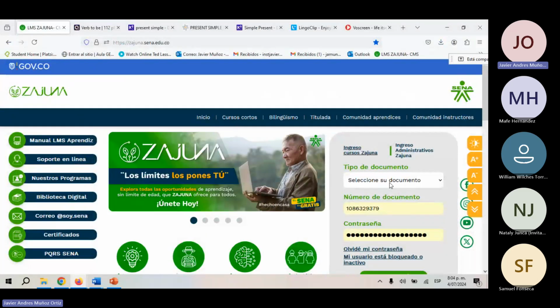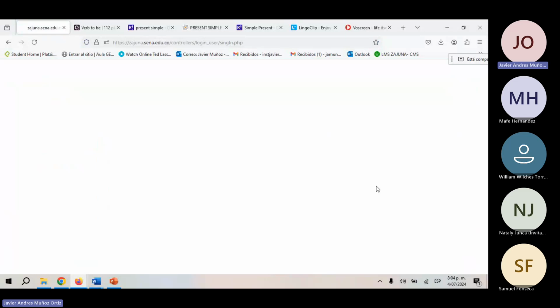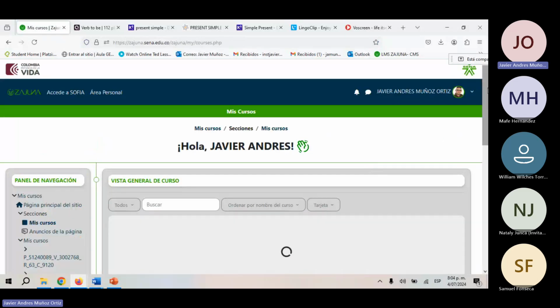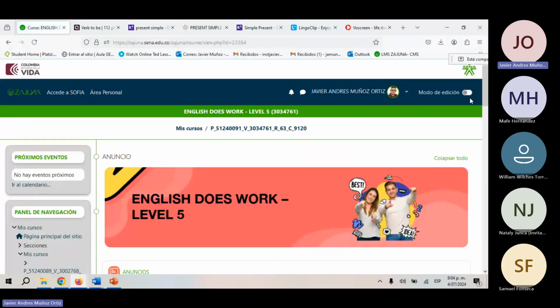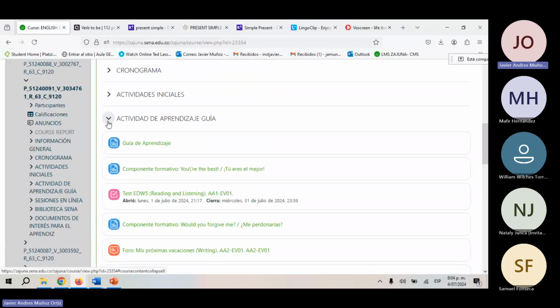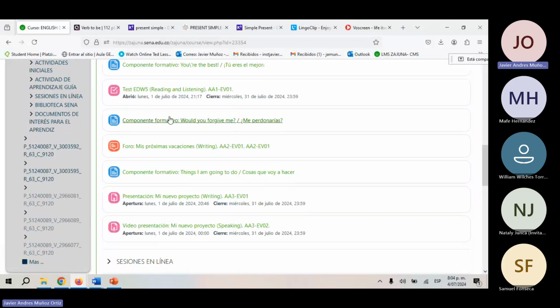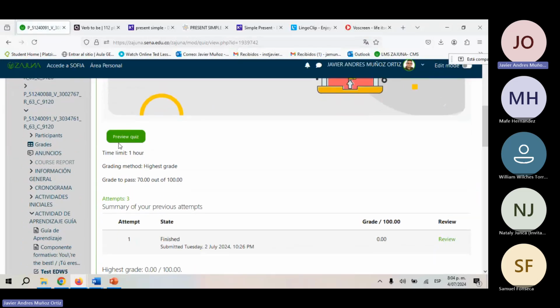So we go to Sayuna. Remember, it's Sayuna, not Sahuna, because it comes from the Arawak language, and that means seed, semilla. So we go to Sayuna, we type our credentials, I mean our ID number and our password, visit our course in Business Work Level 5, and in Actividad de Aprendizaje Guía, you are going to find the first activity, test, reading and listening. You have until the 31st of July to complete it.